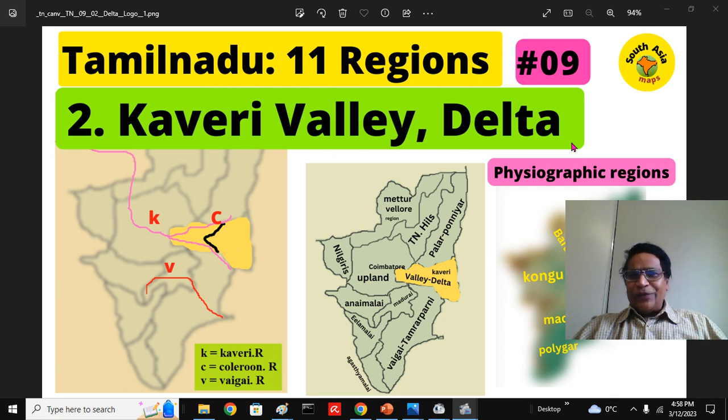We are continuing our presentations on the fascinating province of the southern Indian region, Tamil Nadu. That is the physiographic regions. The second part is the Cauvery Valley physiographic region, the valley and delta region of the sacred river Cauvery. This is part 9 of the Tamil Nadu series, and this is what we are going to discuss today. There are 11 physiographic regions, and we are talking about the second part.